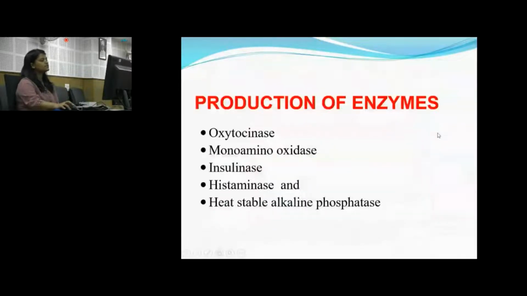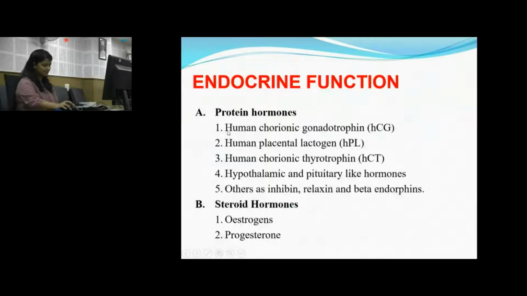There is also production of certain enzymes by the placenta, which are oxytocinase, monoamine oxidase, insulinase, histaminase, and heat-stable alkaline phosphatase. So, the endocrine function: the placenta actually secretes many hormones. The protein hormones are HCG, HPL, hypothalamic and pituitary-like hormones, and other hormones like inhibin, relaxin, and beta endorphins. Steroid hormones are estrogen and progesterone.